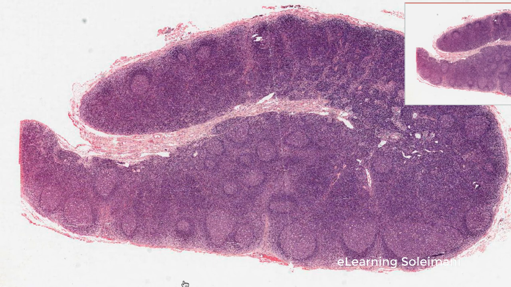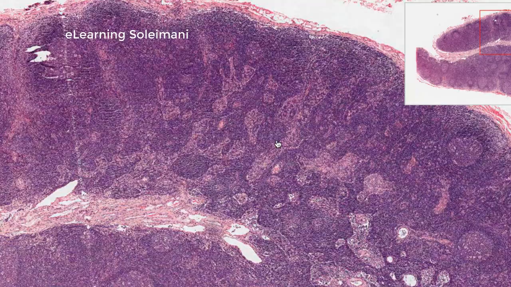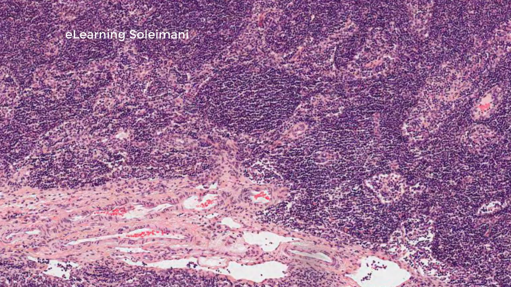Here you can see another sample of lymph node where the hilum of the node is visible. The hilum of the lymph node is the location where blood vessels enter and exit the node.